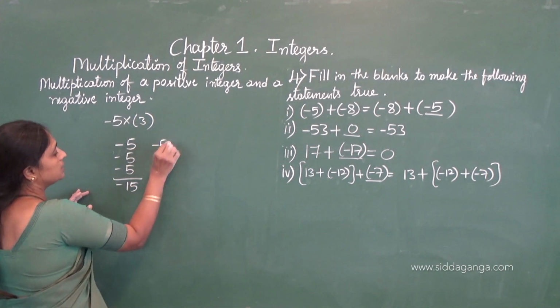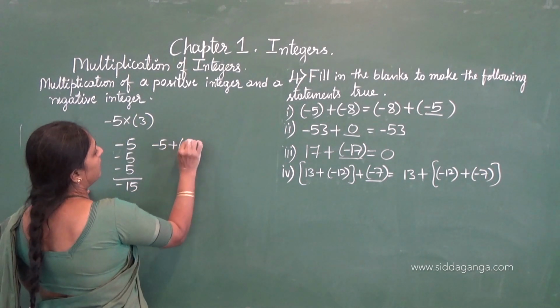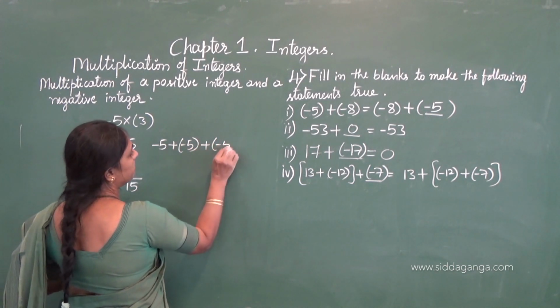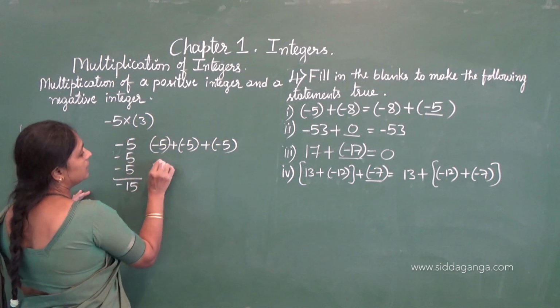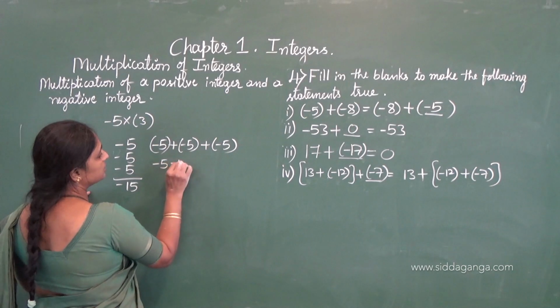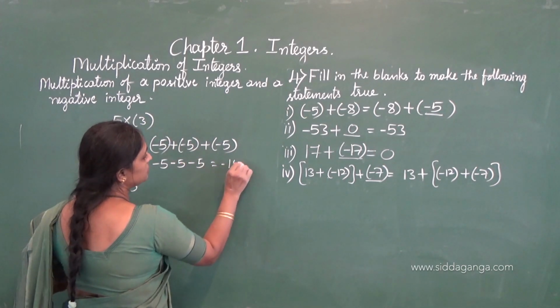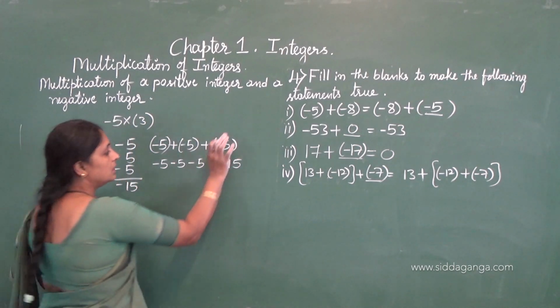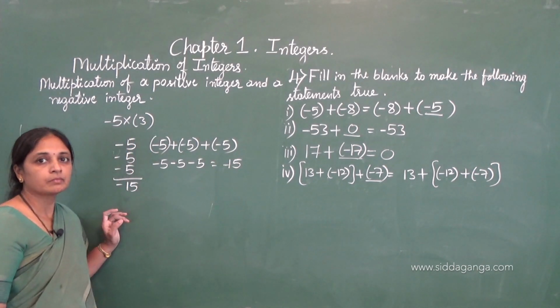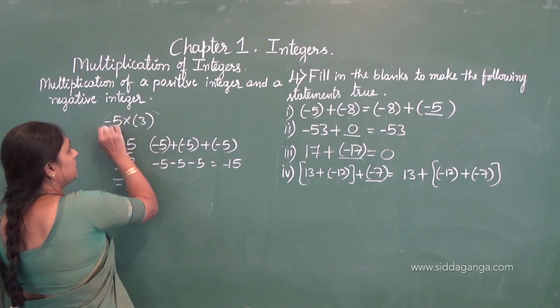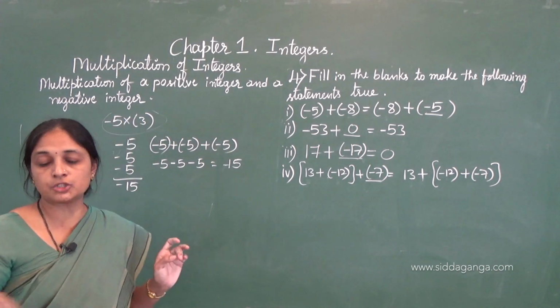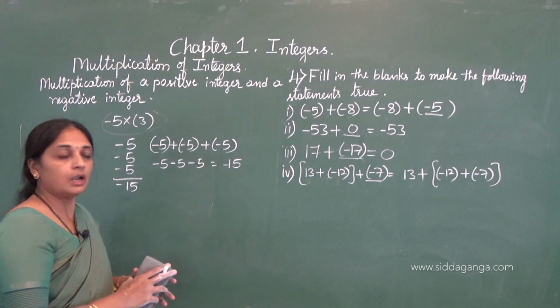Otherwise we can write like this: minus 5 plus of minus 5 plus of minus 5. Then we get minus 5, plus into minus is minus, plus into minus is minus. Then we get minus 15 here. Okay, minus 15. Multiplication is the shortcut for repeated addition.